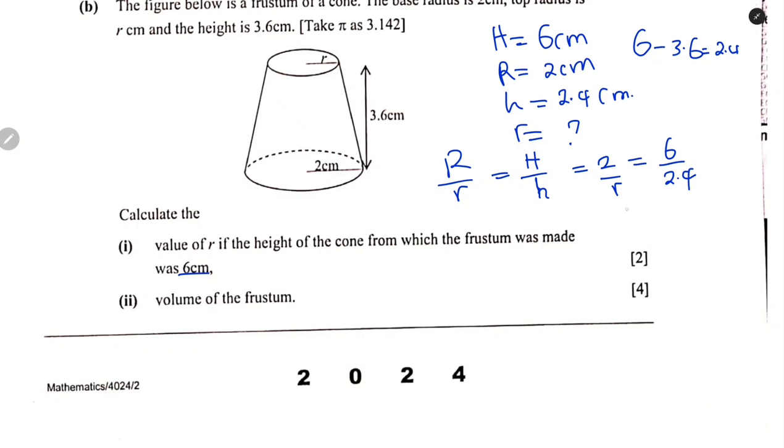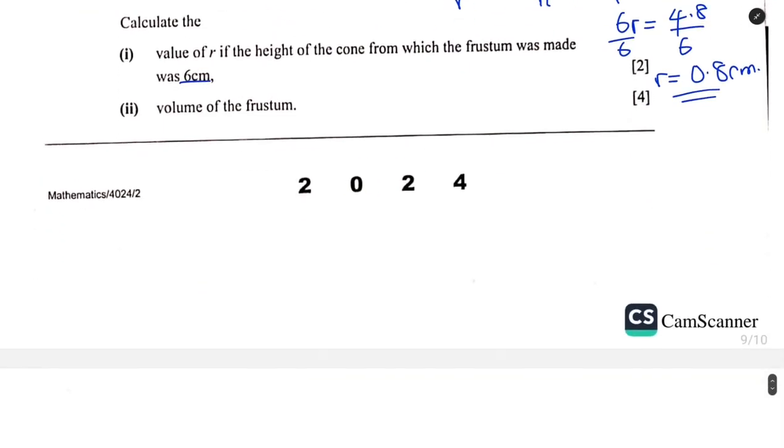We cross multiply, and we are going to have 6r equals 2 times 2.4, that is 4.8. Then we divide by 6, and therefore we should be able to find r equals 0.8 centimeter. So we've answered the first question, that is for the radius. Now, calculate the volume of the frustum. How do you find the volume of the frustum?